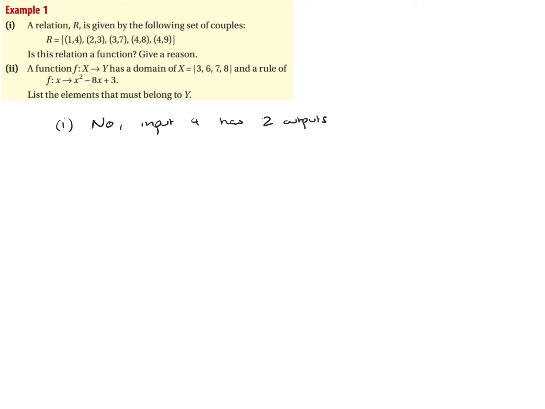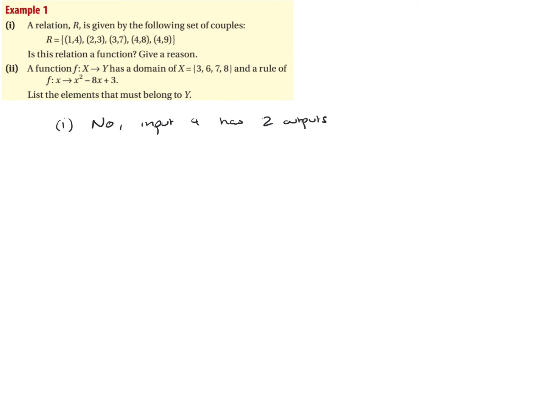For the second one, it says a function f, x maps onto y, has a domain of 3, 6, 7, 8, and a rule that f of x maps onto x squared minus 8x plus 3. List the elements that must belong to y. Well, if the x values are 3, 6, 7, and 8, that means that we should be able to get 4 answers using these values of x that will belong in our set y. So let's have a look.